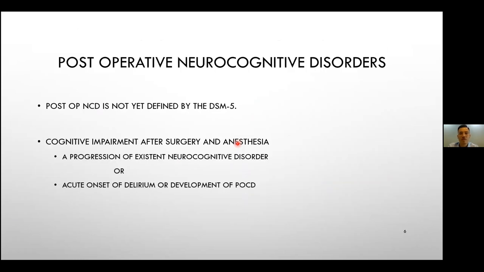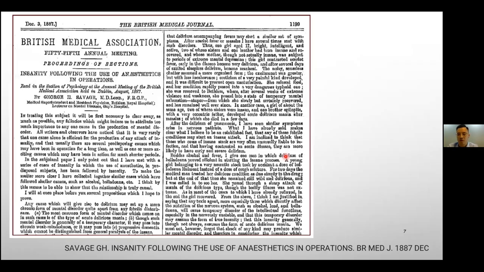Post-operative neurocognitive disorder is not yet defined by the DSM fifth edition. We describe it as a cognitive impairment after surgery and anesthesia, which can be a progression of an existing neurocognitive disorder such as Alzheimer's disease, or an acute onset after surgery, leading to delirium or post-operative cognitive dysfunction. The issue of post-op cognitive dysfunction after anesthesia was described as early as 1887, quoted as insanity following the use of anesthetic in operation.